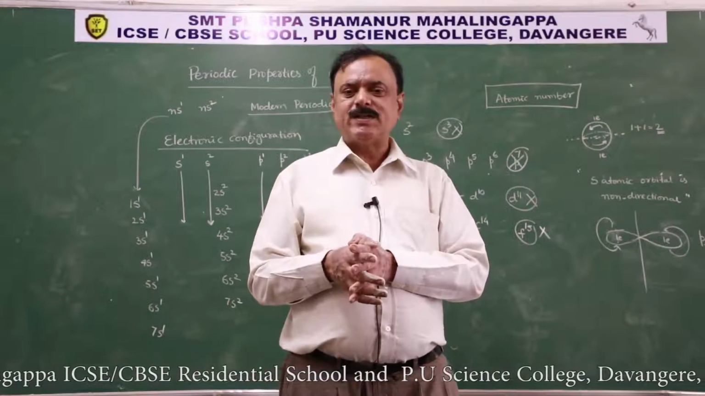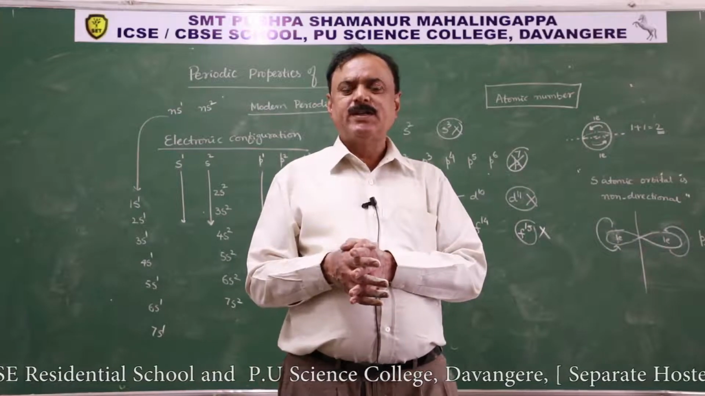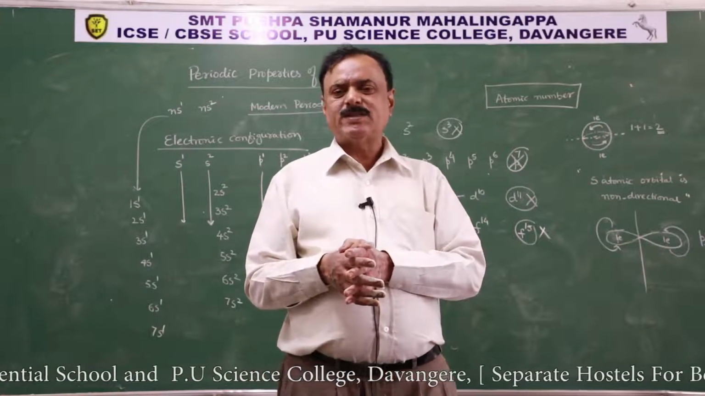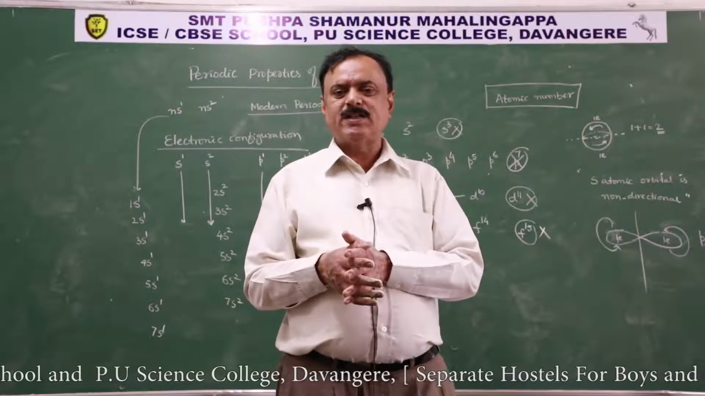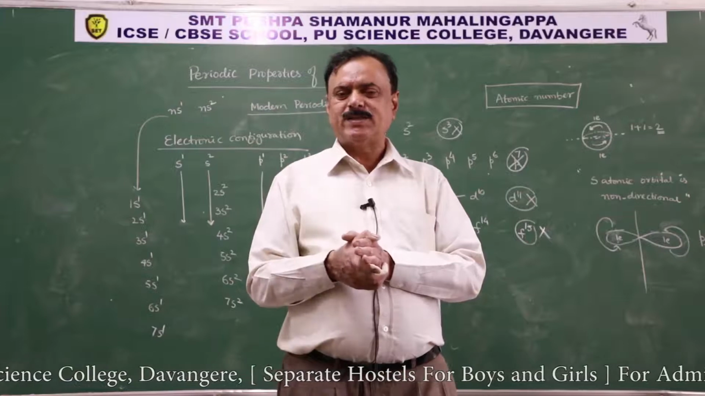Only physical properties like density, melting point, surface tension, viscosity are different. But the chemical properties of the elements, because 1 electron is there, their periodic properties are also the same. That is, the chemical properties are the same.